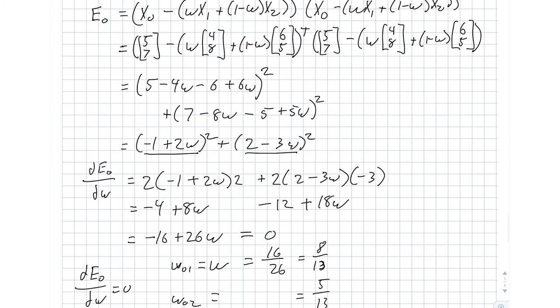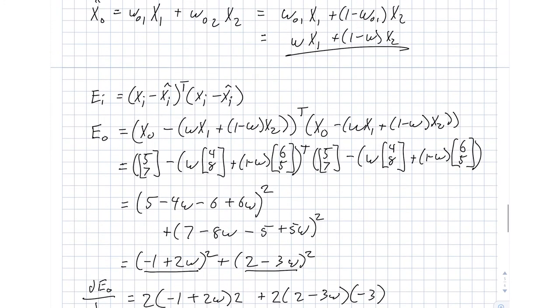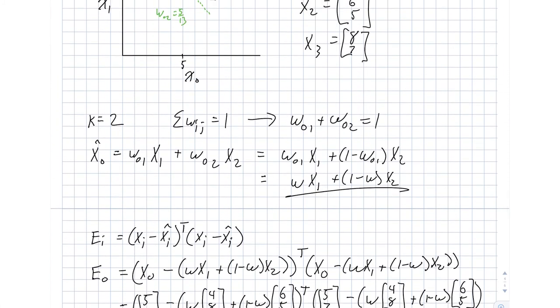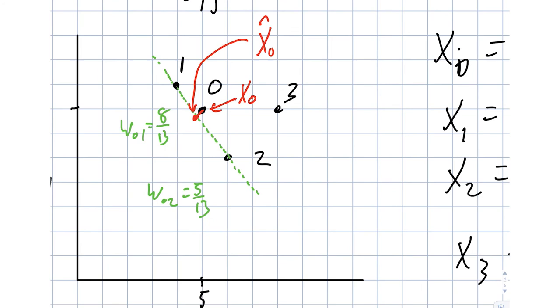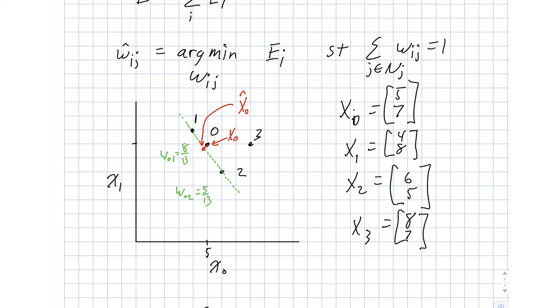So let's drop back to our expression here. So remember that x0 was this weighted sum here. So this is now 8/13, and x1 has a coordinate of 4/8, and this is 5/13, and x2 has a coordinate of 6/5. If you work through that, then what you find is that we have a solution of 4.7 and 6.8. And that's indeed the location of this point right here. All right, so that's as far as we can go with k equals 2.